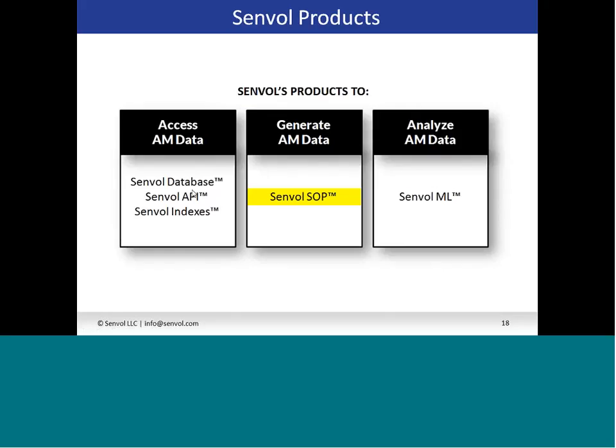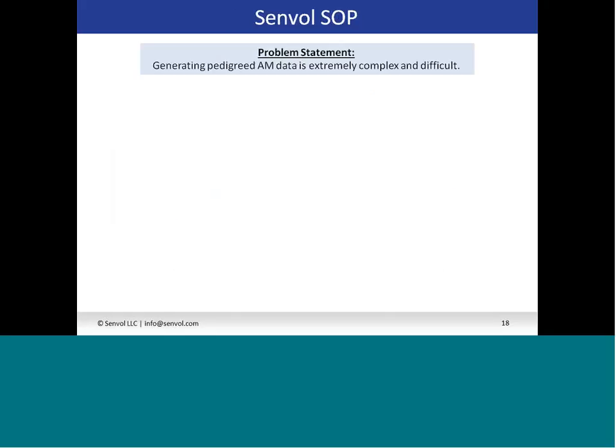I'm now going to move over to the second bucket, which is helping companies to generate their own pedigree data for additive manufacturing. So maybe we don't have the data you need, or for whatever reason you want to generate your own data. We have solutions to help in that area as well, and it's called the Senvol SOP. The problem statement for the Senvol SOP is that generating pedigreed additive manufacturing data is extremely complex and difficult.